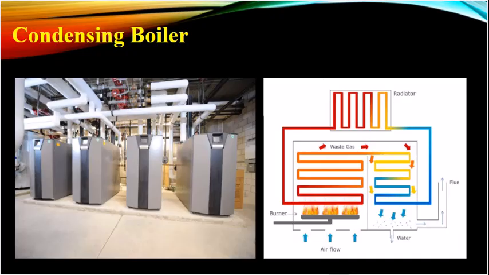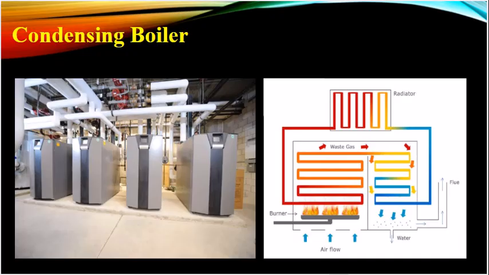How it works. Burner: fuel is burned in the boiler, which heats up water. Waste gas: the hot waste gas passes through a heat exchanger. Heat exchanger: this heat exchanger condenses the water vapor in the waste gas, releasing latent heat. This heat is used to preheat the incoming water. Flue: the remaining waste gas exits the boiler through a flue. Water: the heated water is then circulated to radiators, where it heats the building. The diagram shows the basic components of a condensing boiler.